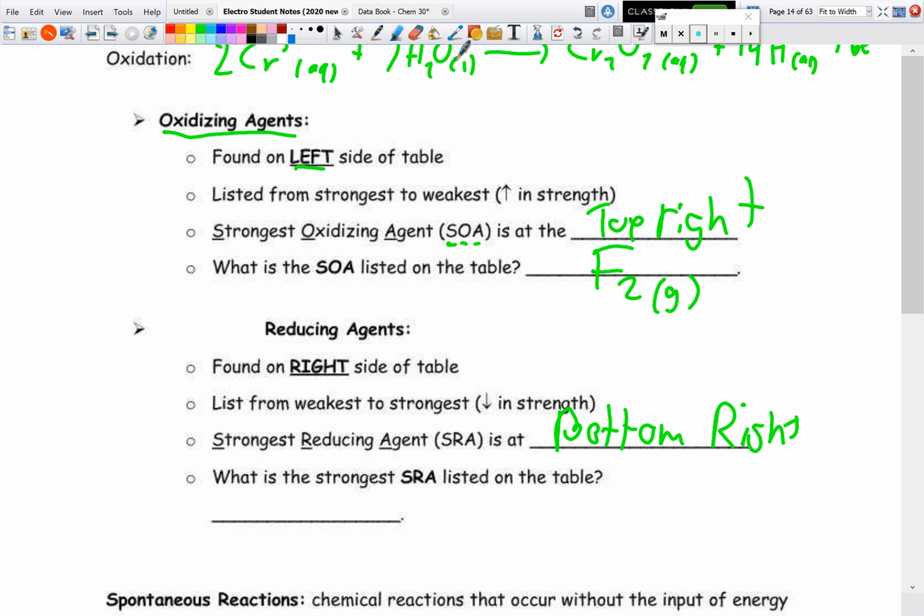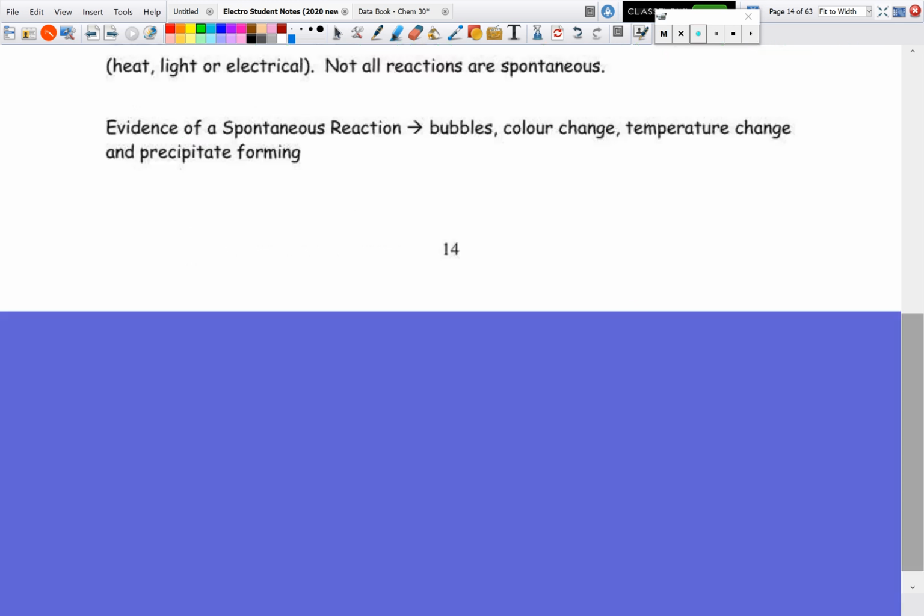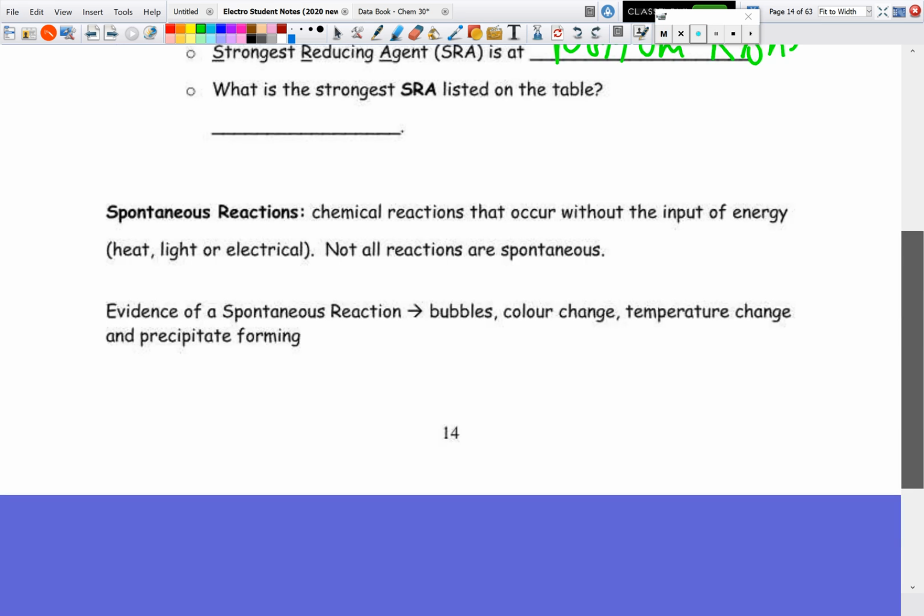I'm sorry, it's not top right, it's top left. I get my left and rights mixed up all the time. Sorry about that. So just go back and fix that. So top left. Oops, that kind of shut down there for a second. Having some technical difficulties here.